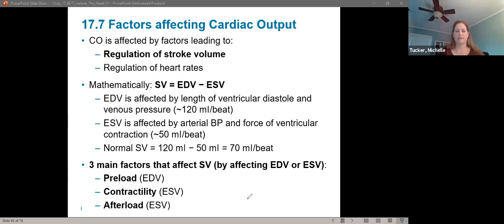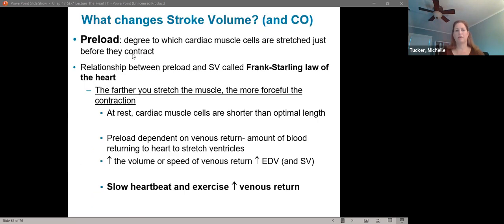There are 3 factors that affect stroke volume by affecting end diastolic volume or end systolic volume. Preload is the factor that will affect end diastolic volume. Contractility and afterload will affect end systolic volume. So we'll look at preload first. Preload is controlled by the Frank-Starling law of the heart. The farther you stretch the muscle, the more forceful the contraction.